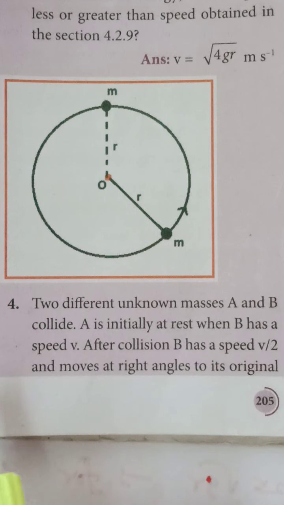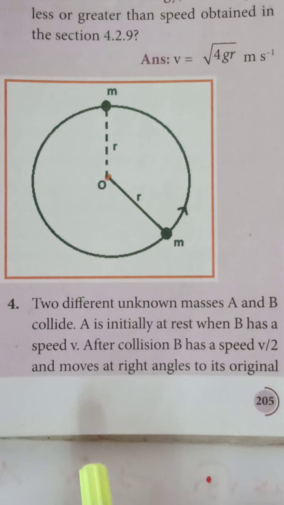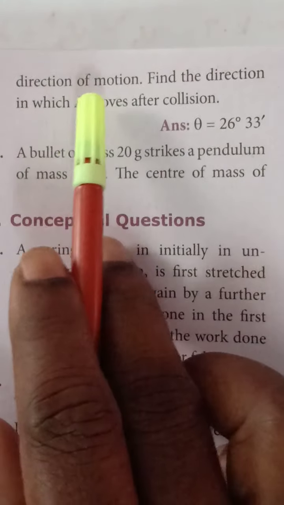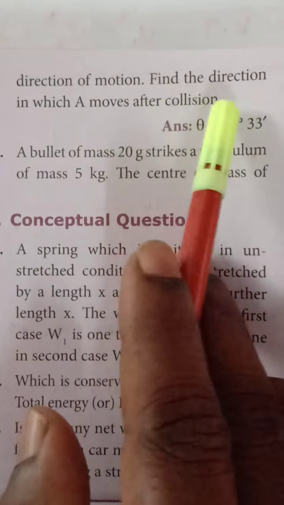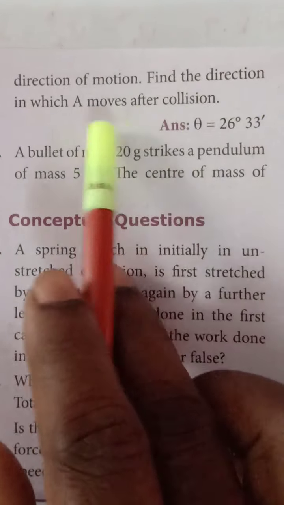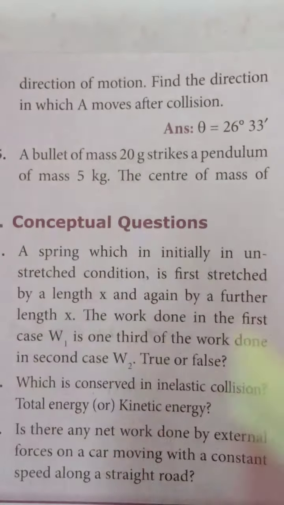So A and B are the two objects. After collision, B's speed is reduced to v by 2, and it also moves at right angles to the original direction of motion. So what they are asking is, find the direction in which A moves after collision. So we have to find the angle of the direction of object A.